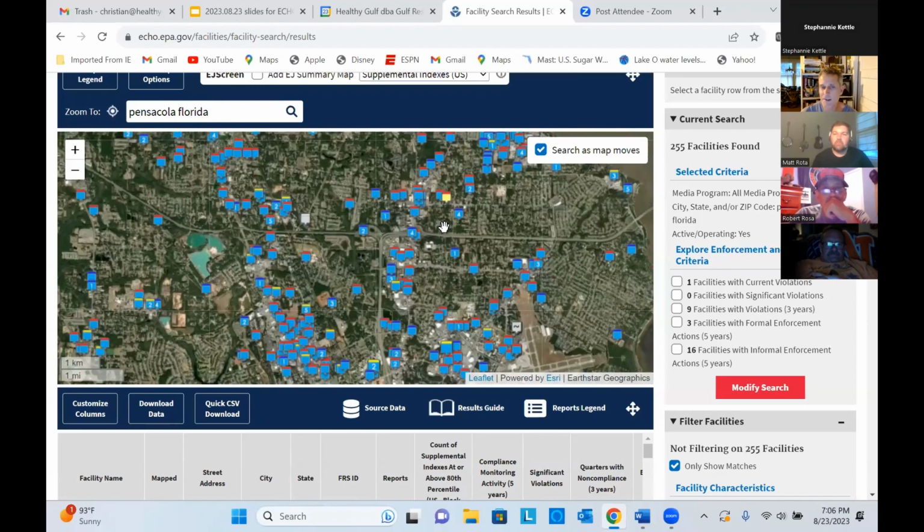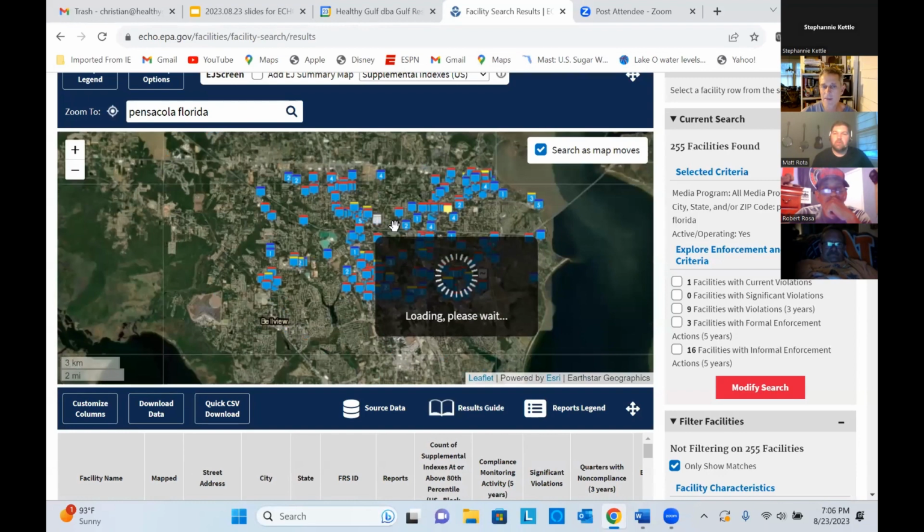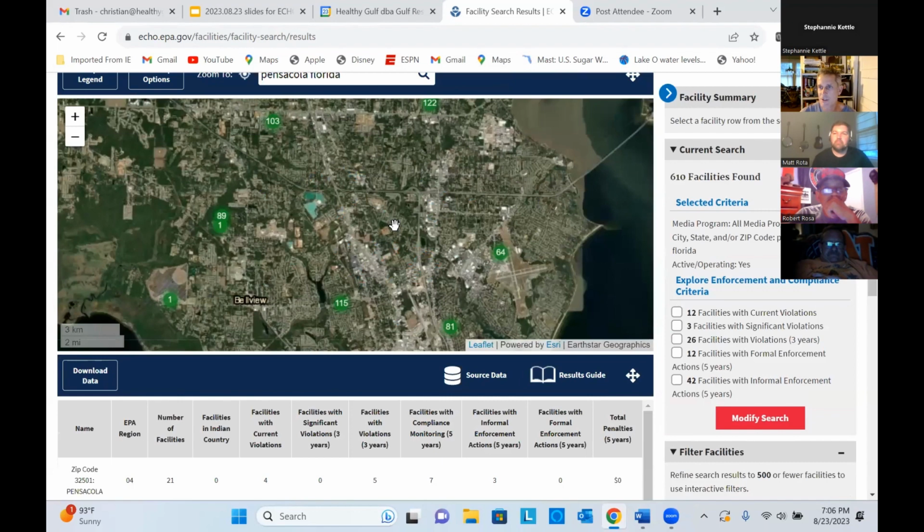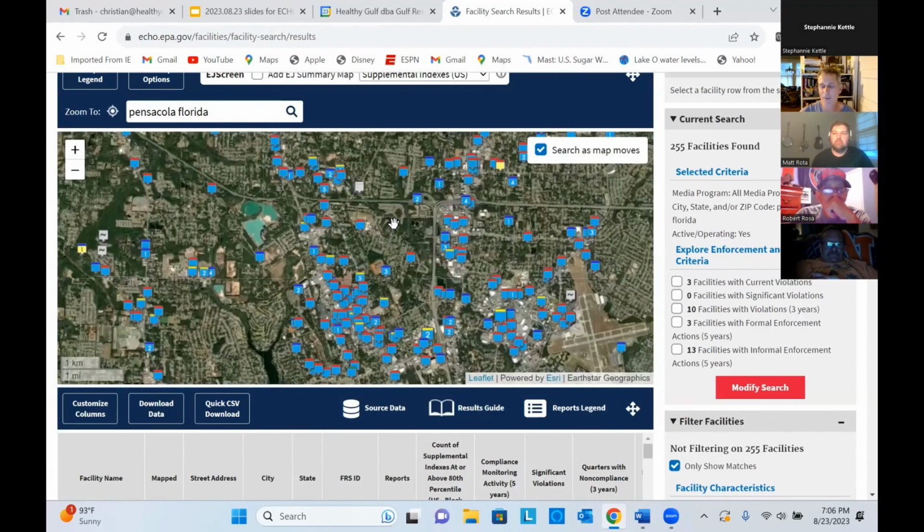That's because many of these facilities are relatively small facilities. They may be a gas station or a repair shop or a Lowe's or Home Depot. And a lot of these facilities have, say, stormwater permits that allow them to discharge stormwater offsite, for example. A lot of these are what they call small quantity generators.